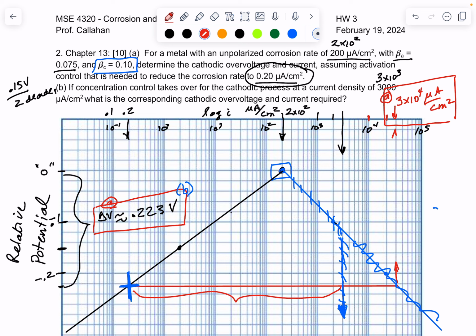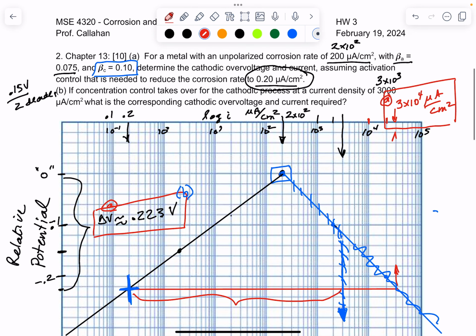Because that's the limiting rate of reaction for the cathodic curve. And so, in other words, for the answer to part B, we need 3 times 10 to the third microamps per square centimeter in order to reduce the metal oxidation rate to the value that we want of 0.2 microamps per square centimeter.